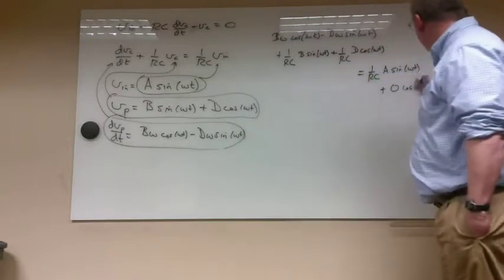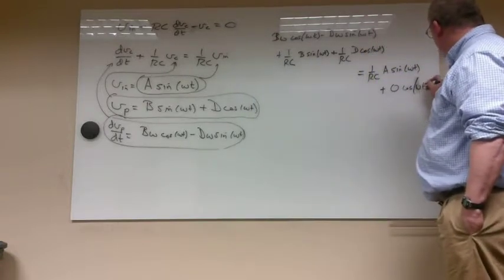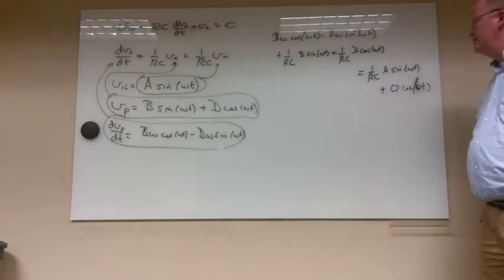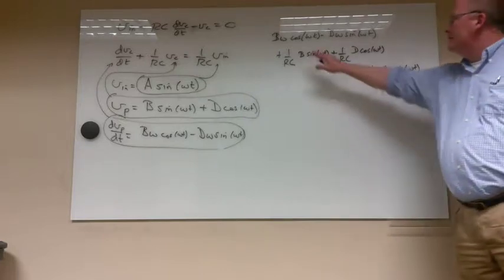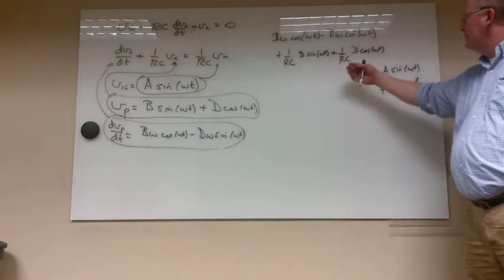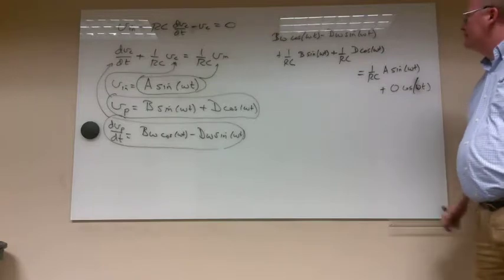And I like to put in this plus 0. It makes it very explicit. Hey, look, there is a cosine there. It just happens to have a 0 coefficient. Because now what I'm going to do is group my cosine terms together on the left, group my sine terms together on the left, and equate the sines and the cosines.